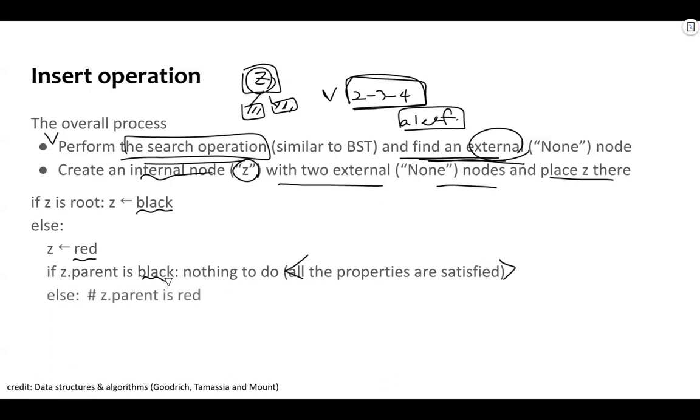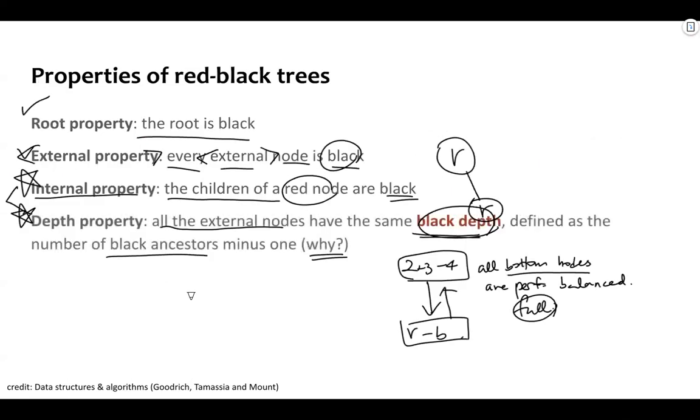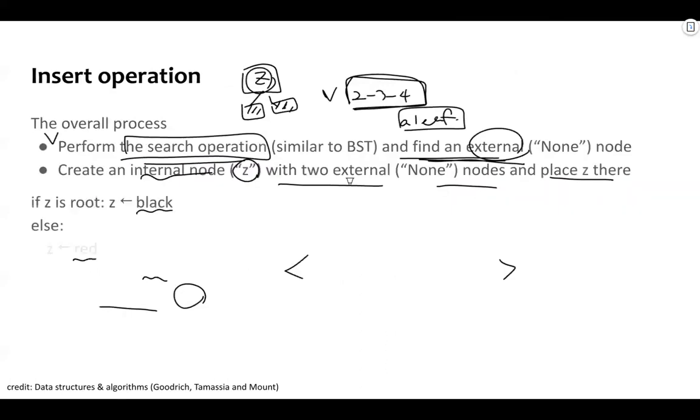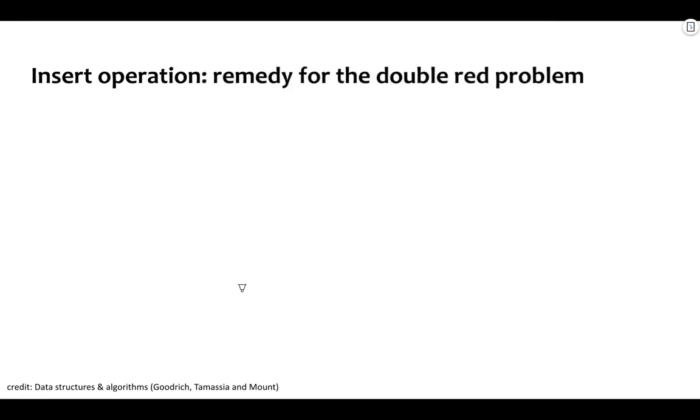However, if Z's parent is red, then as this internal property signifies, we cannot have two consecutive red nodes. So here, when this parent is red, something called the double red problem occurs. And we need to resolve this problem because we have two consecutive reds. And I'm going to describe the remedy for the double red problem. And how can you fix this?